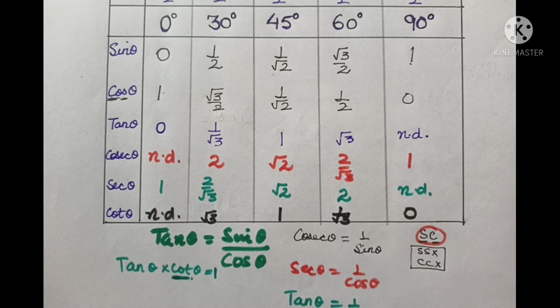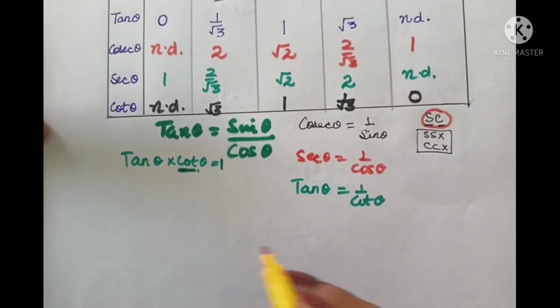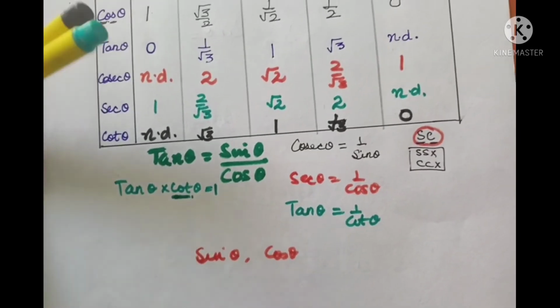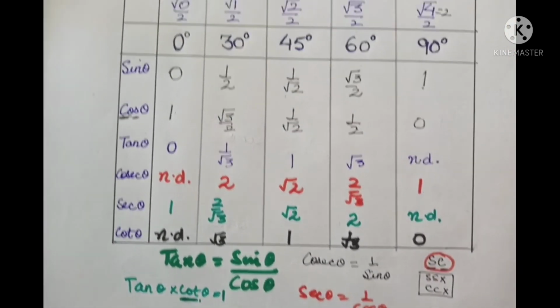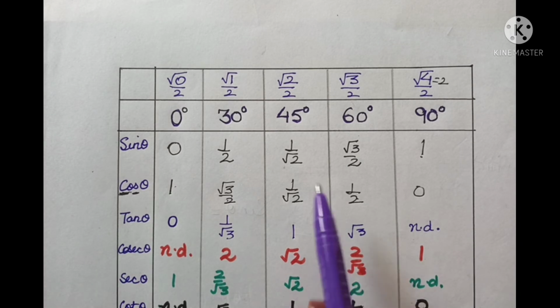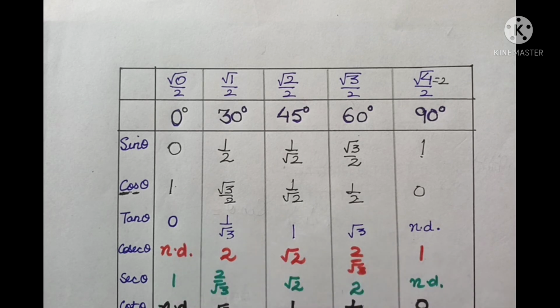Now see what you have to do in the exam. In the exam you make the table only of sine and cos. Make the table only for sine theta and cos theta, that's all. All other ratios you can just write from here. Suppose in the exam you get the value of tangent 45. So you see that sine over cos is going to be 1. So answer is 1. You don't need to copy this.